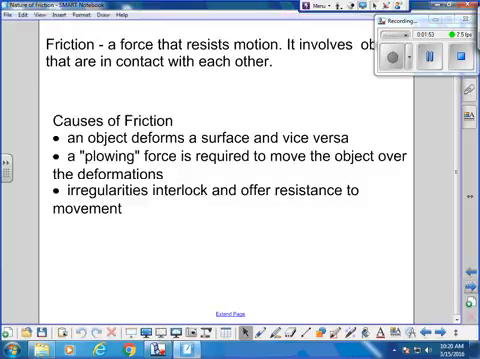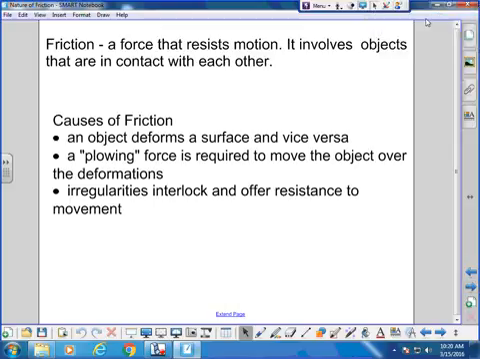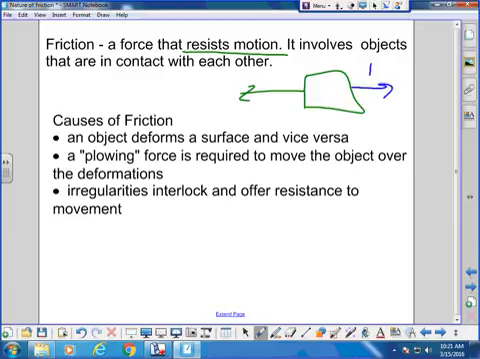Friction is a force that resists motion. It involves objects that are in contact with each other. There must be contact, and it's always resisting motion. It's always opposite motion, right? If an object is sliding this way, then which way is friction? The friction is this way, right?